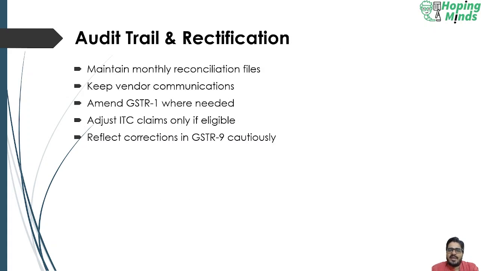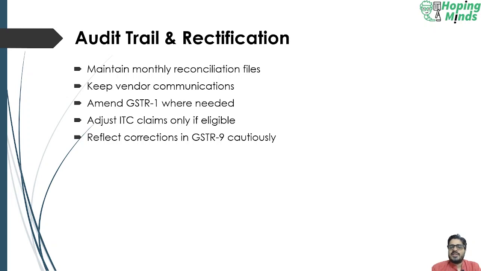Audit trail and rectification. As per section 35 subsection 5 of CGST Act, businesses with turnover exceeding rupees 5 crores must file a reconciliation statement along with their annual return. So it is imperative to keep a proper audit trail of reconciliation files, vendor communications and any amended records.